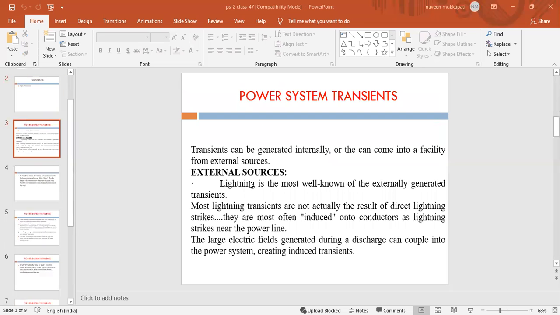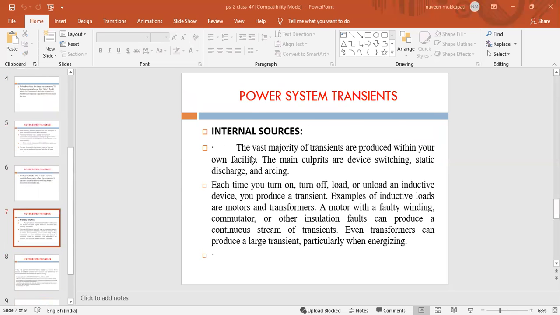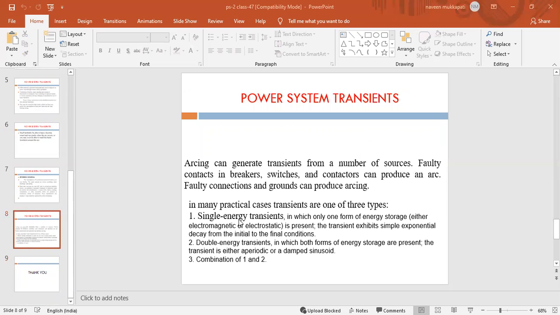These are the sources, that is the external sources and also the internal sources. These are the internal and external causes of the transients. Next, the last one is the types of transients: single energy transients, double energy transients, and the combination of single energy and double energy transients. These are the various causes and types of transients that are produced in the case of power system transients.